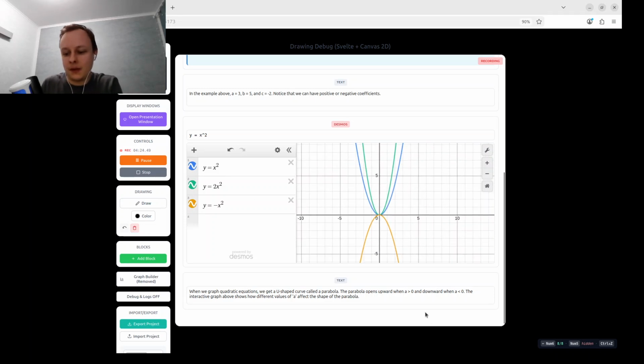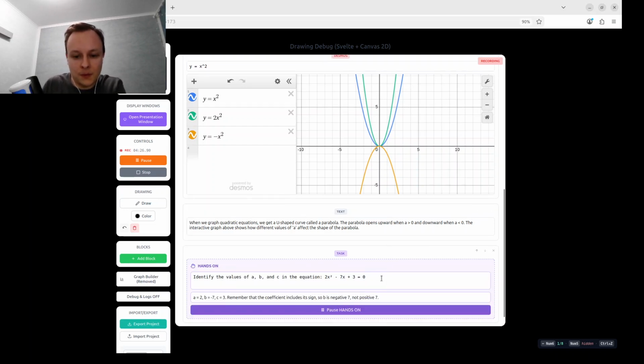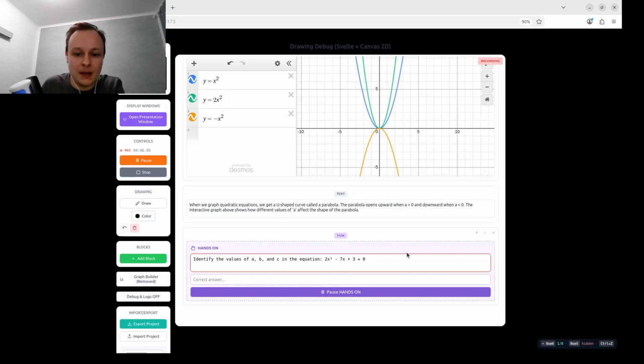Okay, that's it. And now a first little hands-on experience. Actually, the answer should not be mentioned here, but okay, it's my first video. Quickly identify a, b, and c from this equation for yourself. And if you are right, you found a equals 2, the second constant equals -7, and the third constant equals 3.